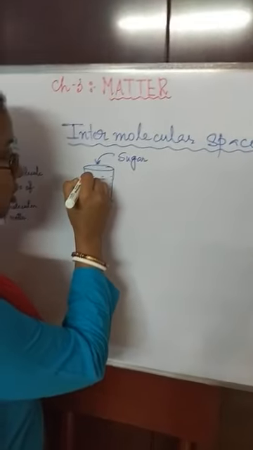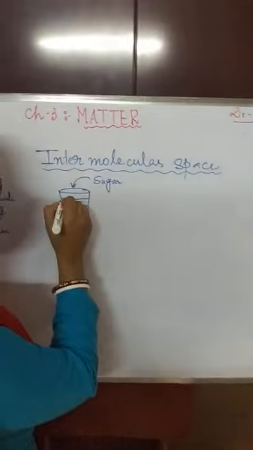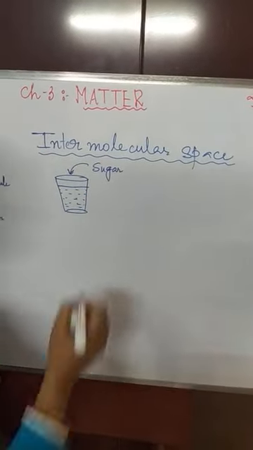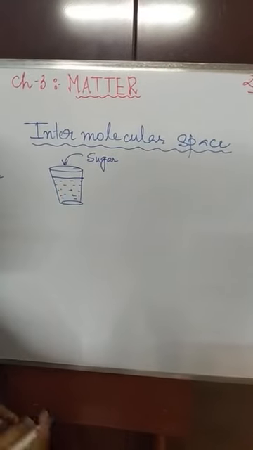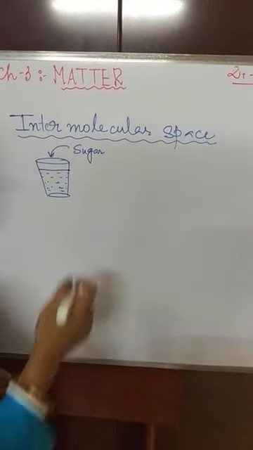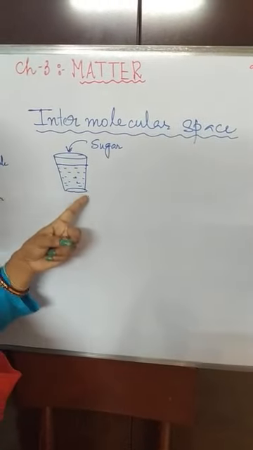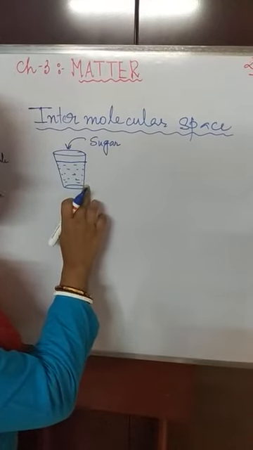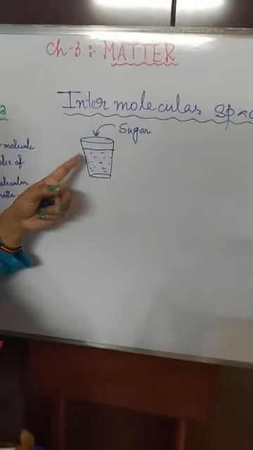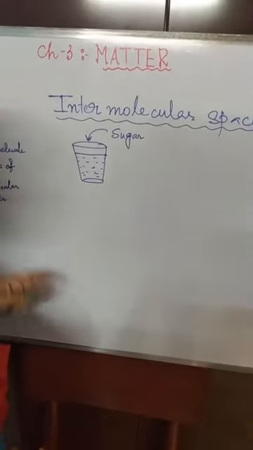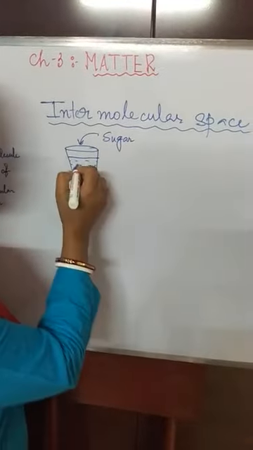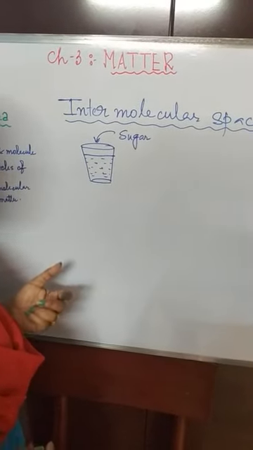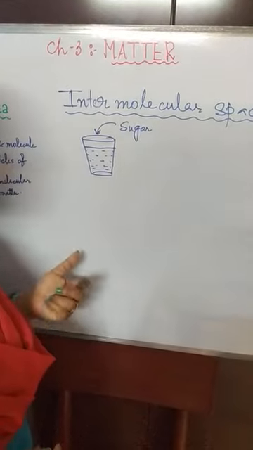Now before adding the sugar, we will note down the level of water. Suppose the water is up to this level. After adding the sugar, we will stir this solution and then check the level of the water again. We will see that after adding the sugar, the level remains the same. There is no increase in the water level after adding the sugar.